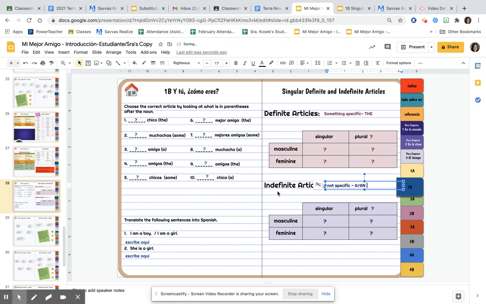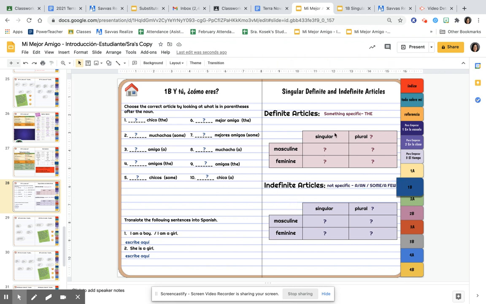The plural of these is loosely like some or a few. Give me some pens. Give me a few markers. So again, definite is specific: the. Indefinite is not specific: a, an, some, or a few. Like I said, you're mainly only going to be using the singular, but I feel like you guys can handle both the singular and the plural.